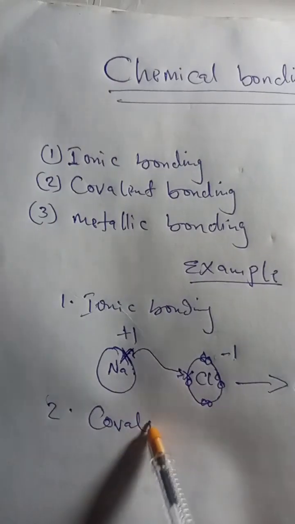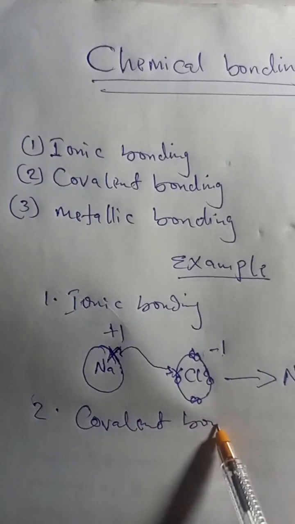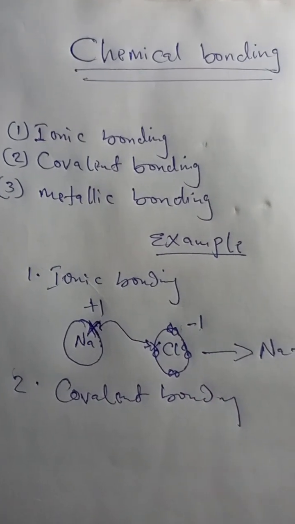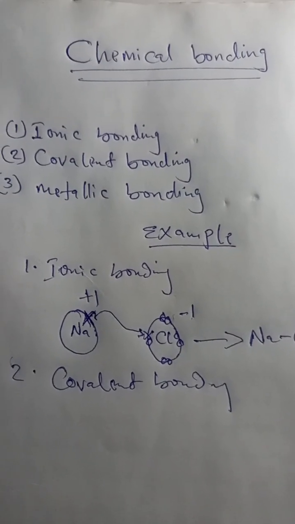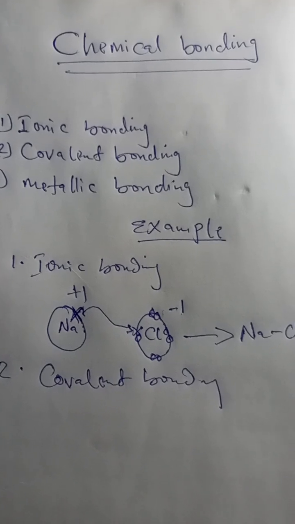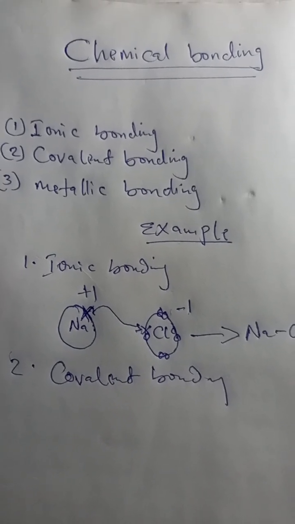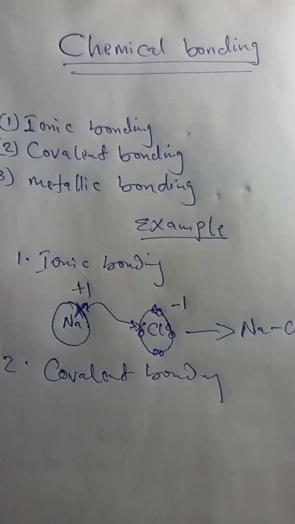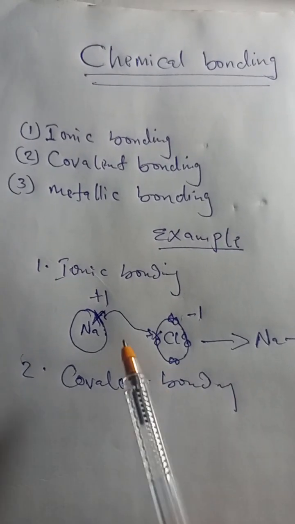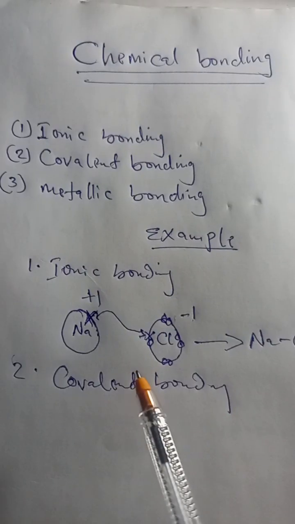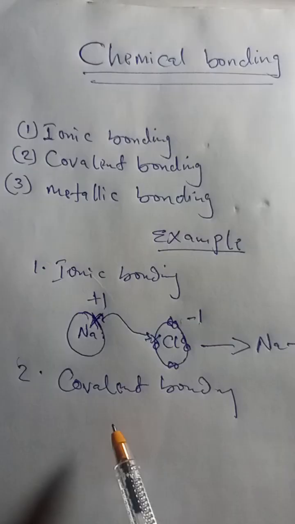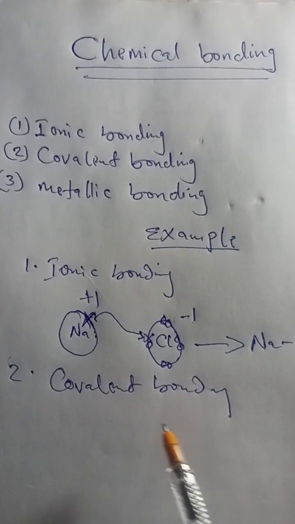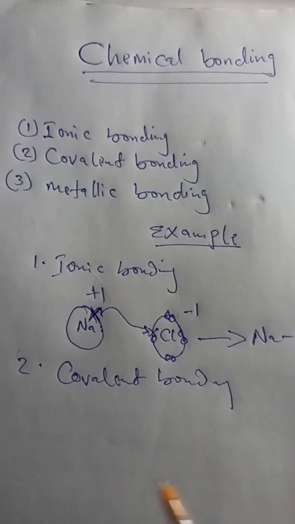Secondly, we have the covalent bonding. Now, in covalent bonding, we talk about sharing of electrons. So covalent bonds are formed by sharing of electrons, and it is usually between a non-metal and a non-metal, unlike the ionic bonding where it is moving from a metal to a non-metal. In covalent bonding, it is usually between a non-metal and another non-metal. All right, so they share electrons.